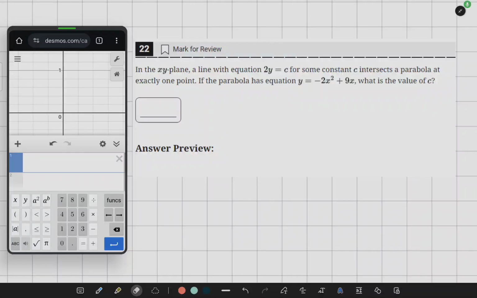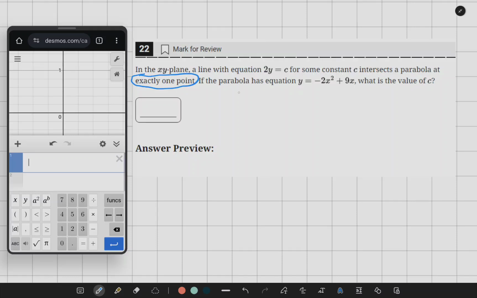The line in the xy plane with equation 2y equals c, for some constant c, intersects the parabola at exactly 1 point. So this is actually going to be some very important information for later on. If the parabola has equation y equals negative 2x squared plus 9x, what is the value of c?